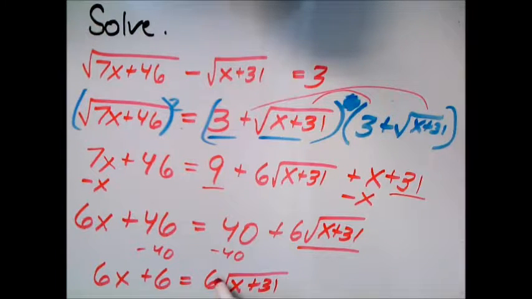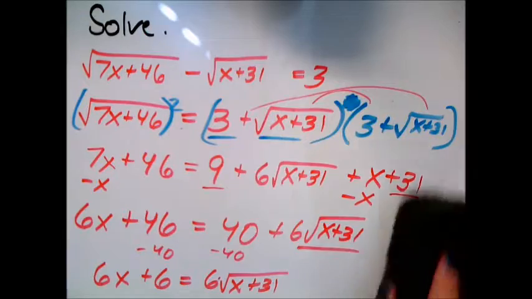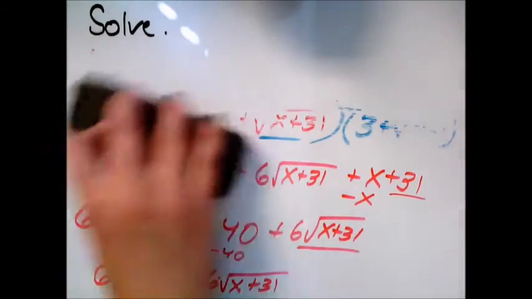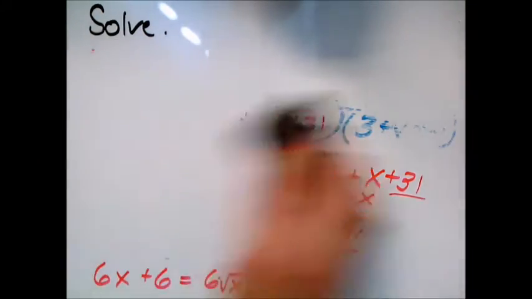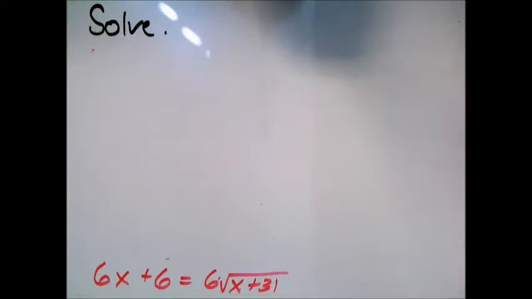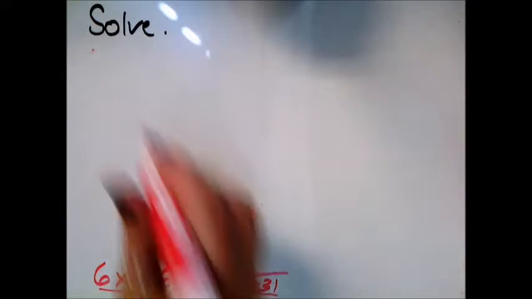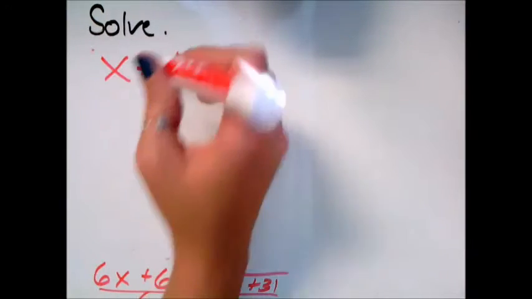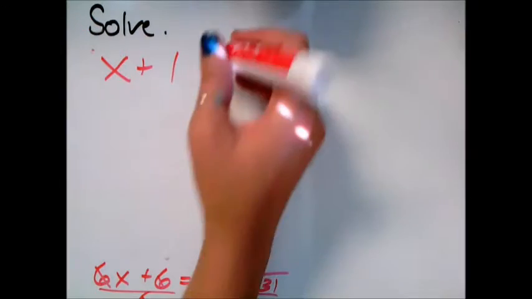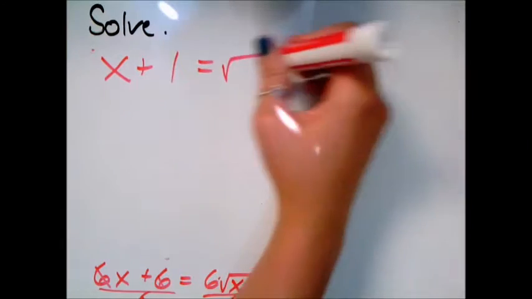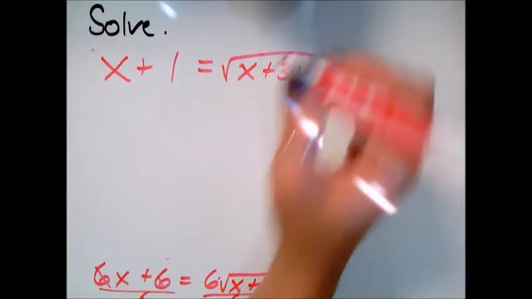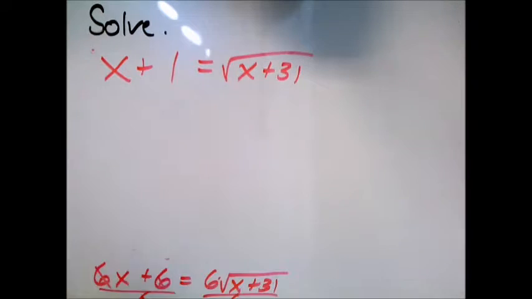All right, so notice this 6 is multiplied by x plus 1 on the left and the square root of x plus 31 on the right. So I can divide both sides by 6. Let's make ourselves some room. So if I divide both sides by 6, I end up with x plus 1, right, the 6's cancel, and on the other side the 6's cancel, and square root of x plus 31. Now that square root's by itself, so I can square both sides.